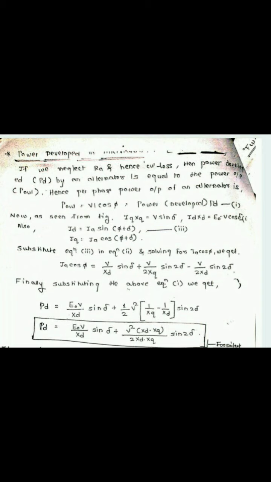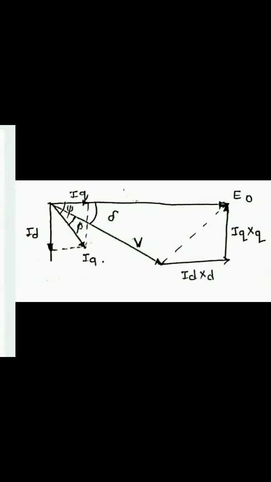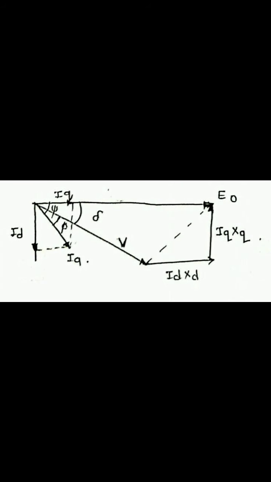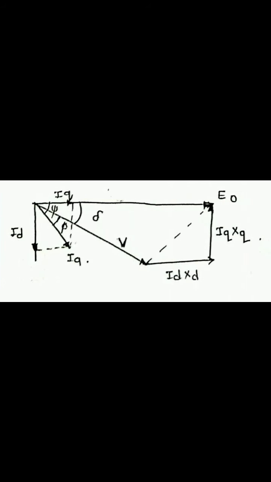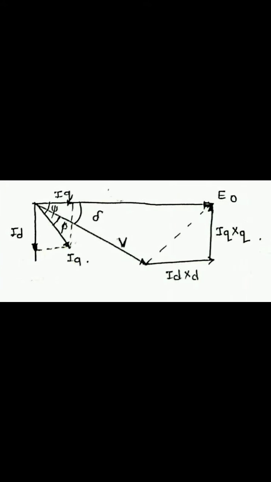Now, as seen from that particular figure, Iq Xq is equal to V sin delta, depending upon the trigonometry. Similarly, the value of Id Xd is equal to E0 minus V cos delta. This is equation number 2.